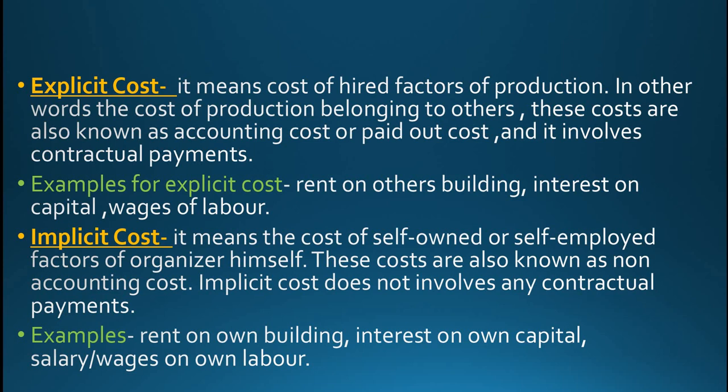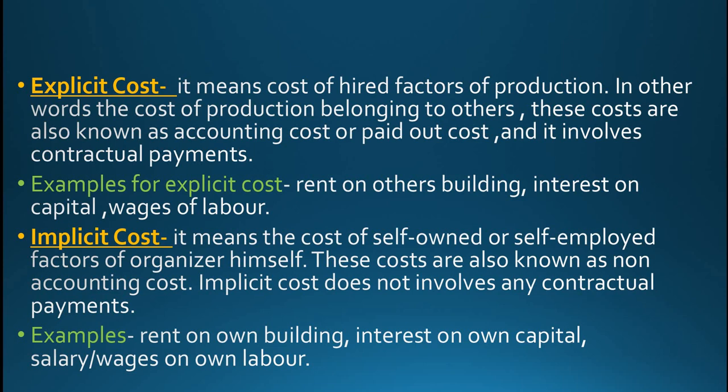What are the examples of explicit cost? Rent on others' building. If you are on a rental basis in any building, for that you have to pay the rent. If you have taken any loan or capital from others, for that we have to pay the interest. Again we have to pay the wages to the labor. So these are the examples where we make the payments. So that is called explicit cost, where we make the payment to others.